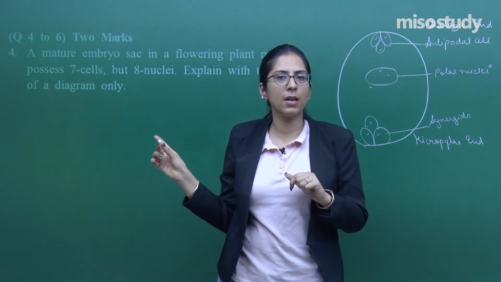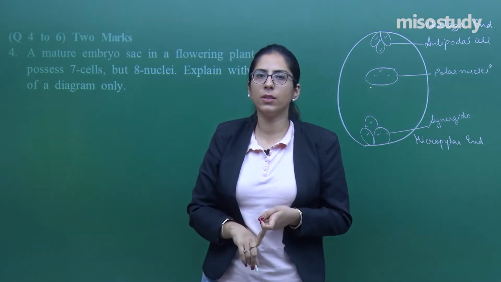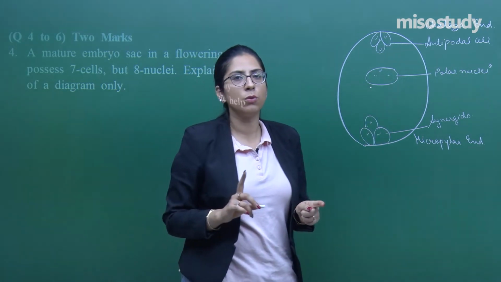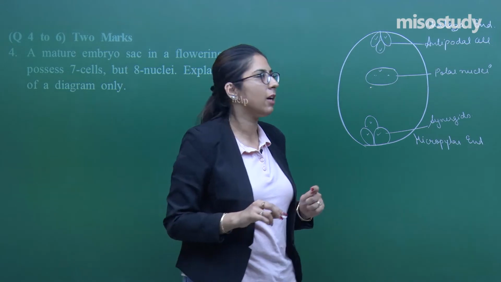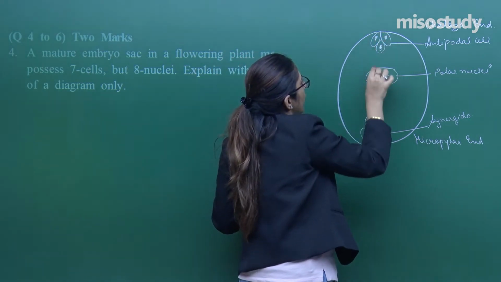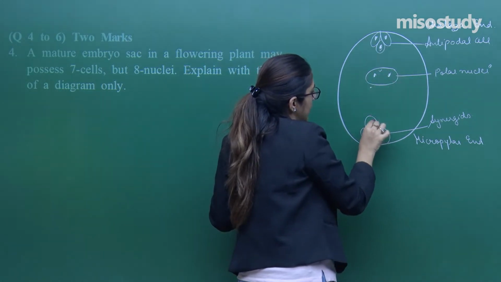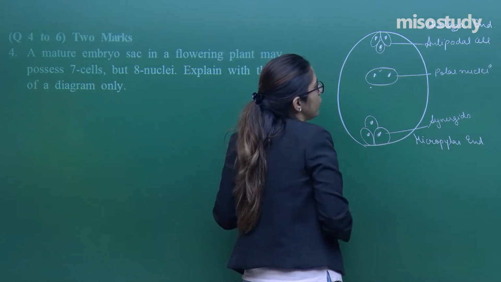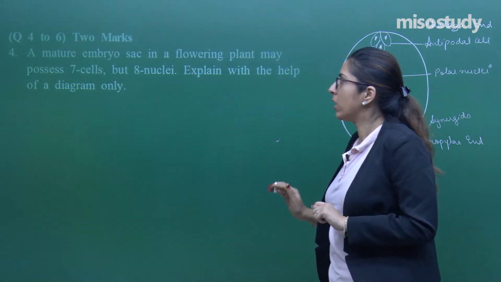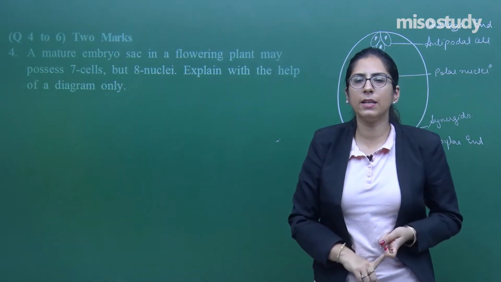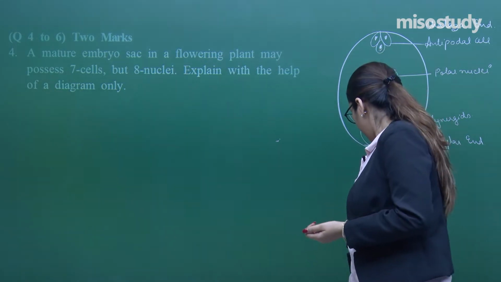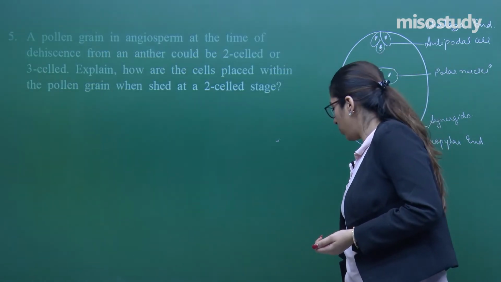The same thing the question is asking. So in this case, you have to draw this diagram and show that the 7 cells are present. Another part of the question indicates that 8 nuclei are present. It's 1, 2, 3, 4, 5, 6, 7, 8. So these are the 8 nuclei present in it. This is how you have to explain, with the help of a neat and clean diagram. Now, let's move on to question number 5.